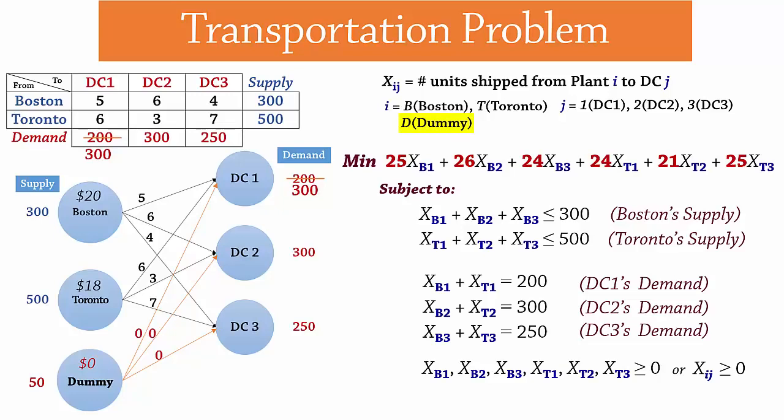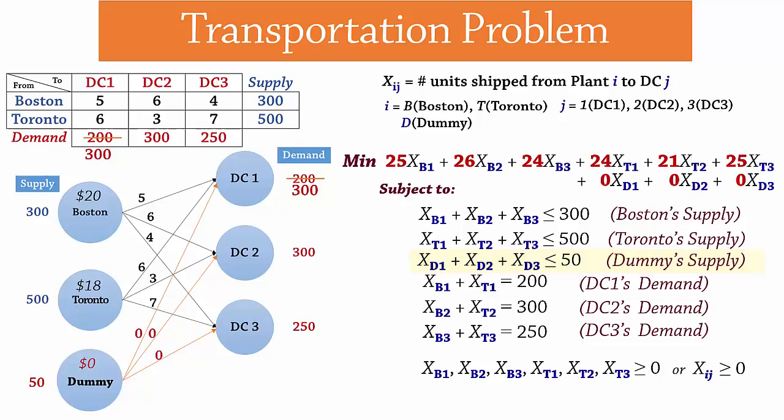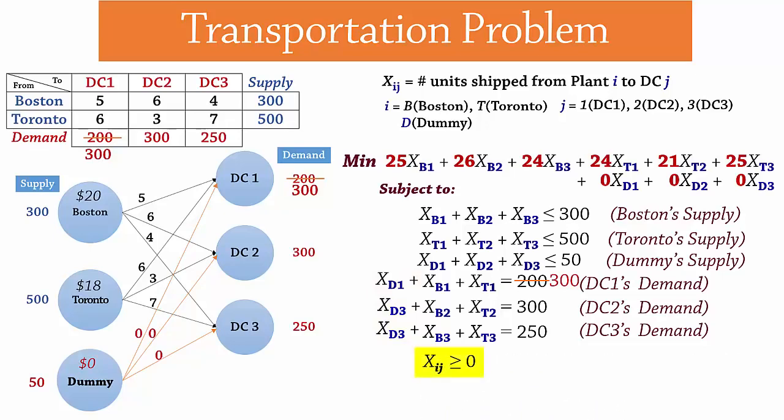Add d for dummy in the decision variables. Add the new cost to the objective function. They won't really have an impact on total cost. Next, we add a constraint for the dummy node, and then add the units assumed to be shipped from the dummy to the distribution centers. And again, Xij is non-negative for all i and j. At the end of the day, demand will not be fully satisfied at some of the distribution centers because the dummy supplies don't really exist.